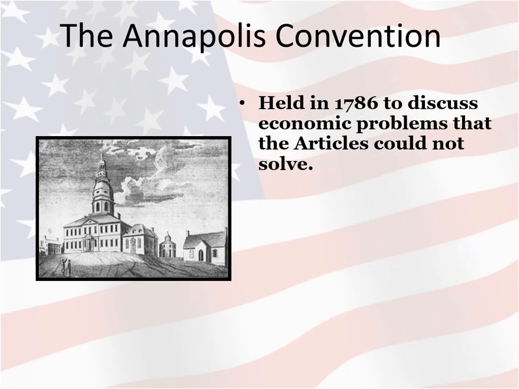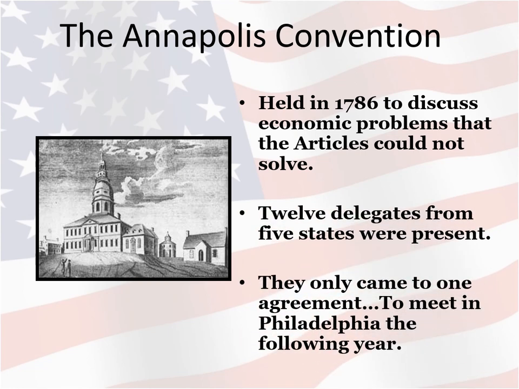So the Annapolis Convention took place. Again, you don't need to write this down. It's just FYI. Held in 1786 in Annapolis, Maryland, to discuss the problems that the Articles could not solve. 12 delegates from 5 states were present, 5 out of 13. That is not good. You know who didn't show up? Maryland didn't show up. It's in their own backyard. But they did come to one agreement to meet in Philadelphia the next year and figure out what to do.